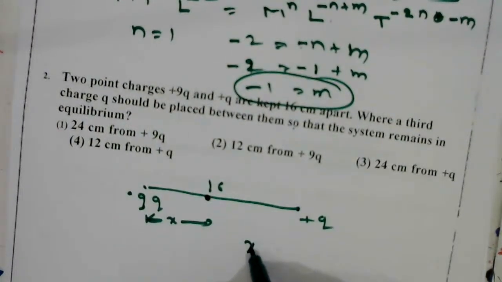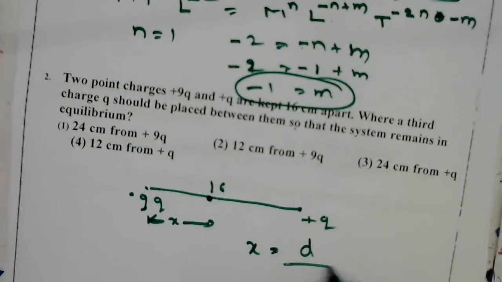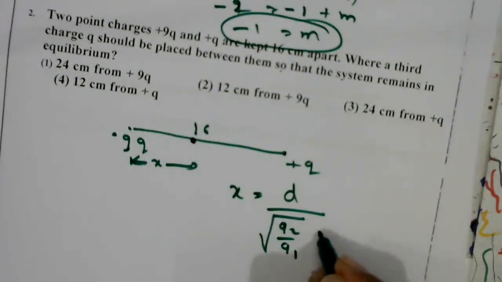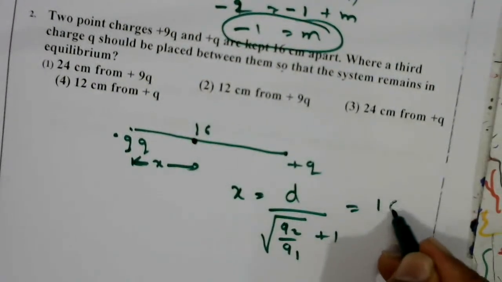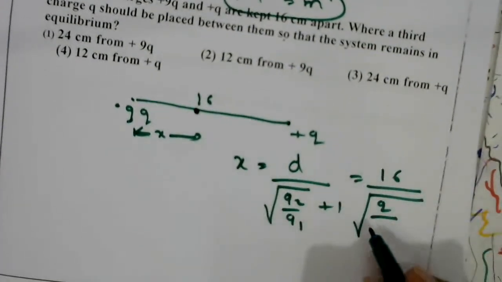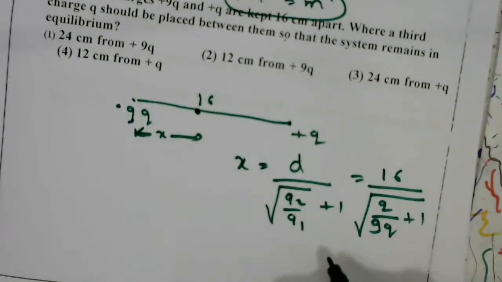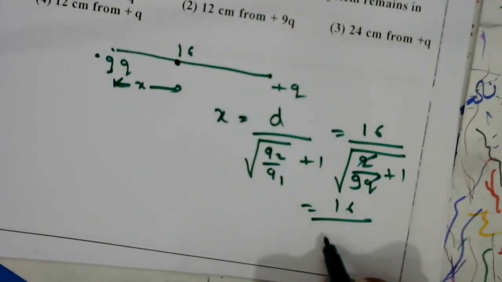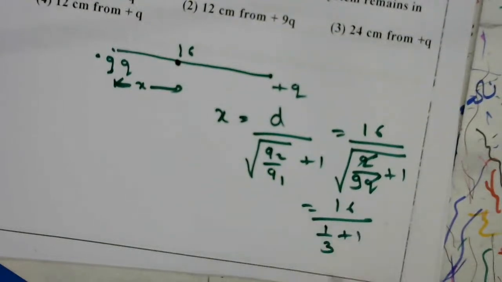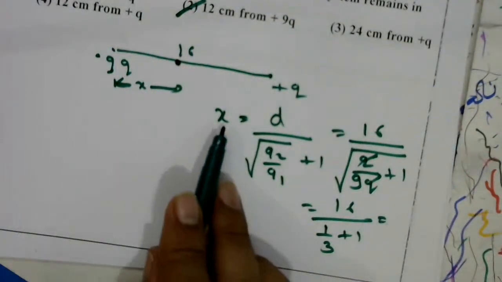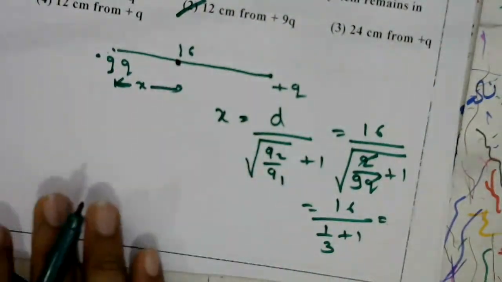You know the formula: x is equal to total distance upon square root of q2 by q1 plus 1. Total distance is 16, q2 is q, q1 is 9q, plus 1. It is 16 as it is. Q gets cancelled, square root of 1 by 9 is 1 by 3, plus 1. You simplify this and you'll get the second option, 12 centimeter from plus 9q. You'll get the null point.